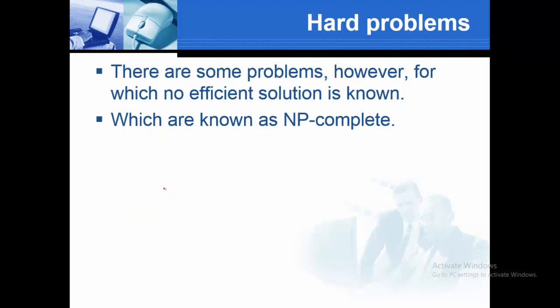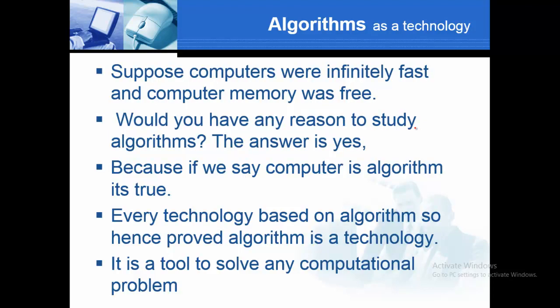Move on. What kind of problems may be solved by algorithms? Keep in mind there are some problems for which no efficient solution is known, and we call such problems hard problems, which are known as NP-complete. These problems may not be solved with the help of algorithms. Well guys, algorithm is a technology. Here I would like to discuss a bit of the history of algorithm.